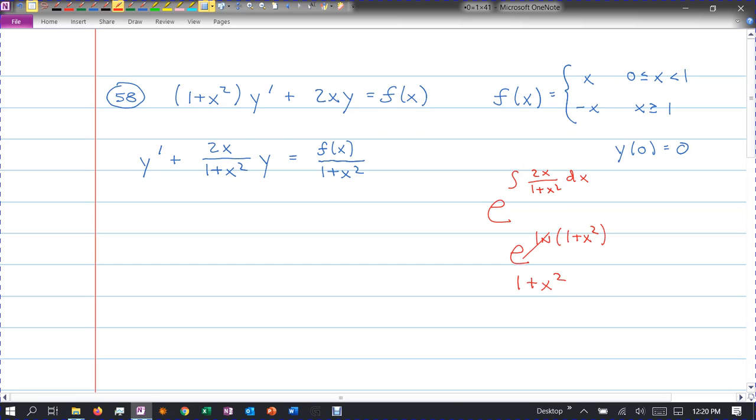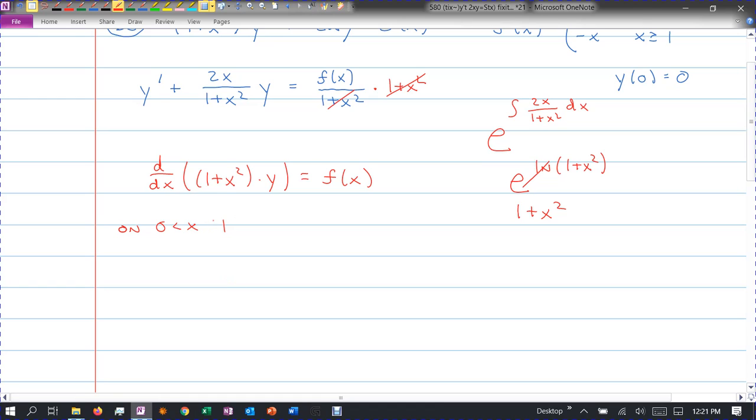Now we multiply both sides by this, and we know that the left side will become that integrating factor times y, and that must equal this side times the integrating factor. Great news. That's just our function of x. So I did this one a little different. Let's look at it on the interval 0, 1. If we do it on 0, 1, not including 1, then this just becomes d dx of (1 plus x squared) times y equals x.